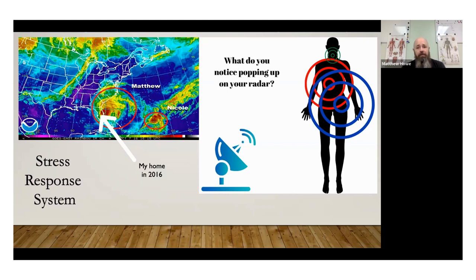Okay. So when we look at the stress response system, in our ability to determine, are we safe? Are we not safe? What's the level of threat? Are we at low levels? Are we at high levels? Are we at exhaustive levels, right? We kind of have three radar systems that are working at all times.